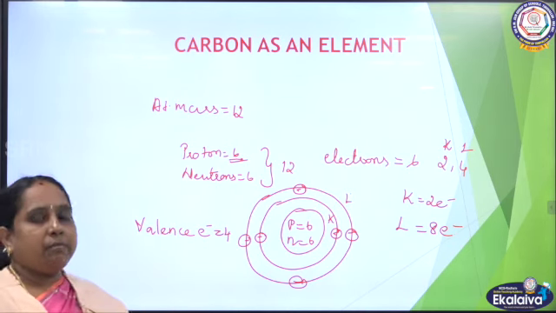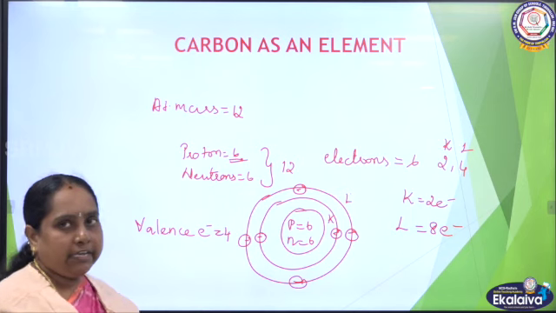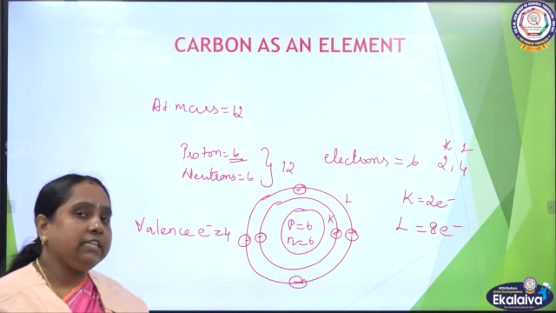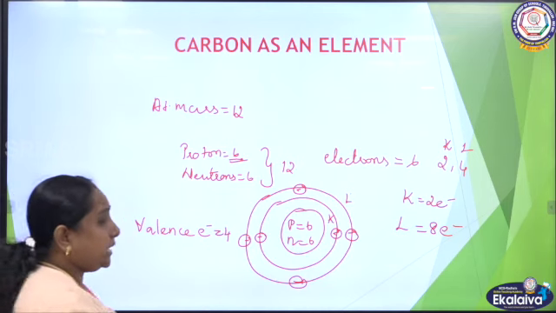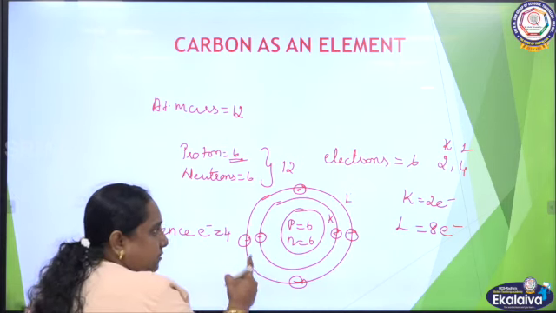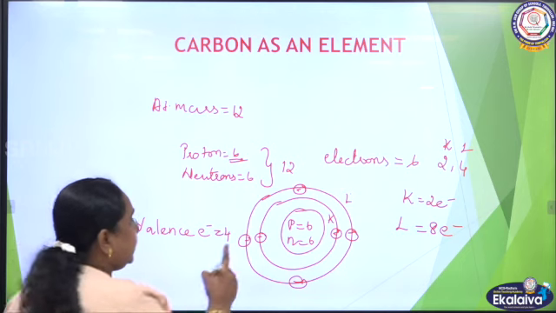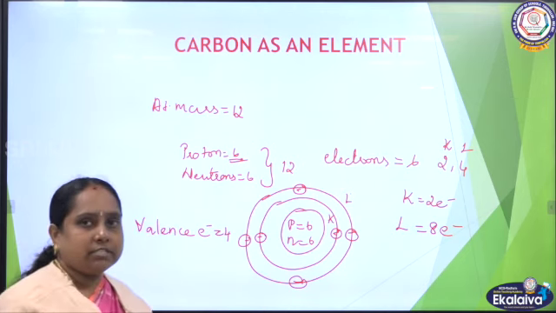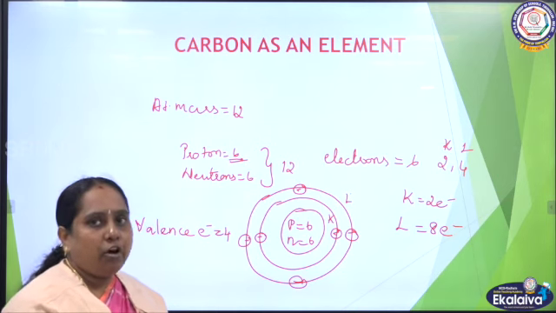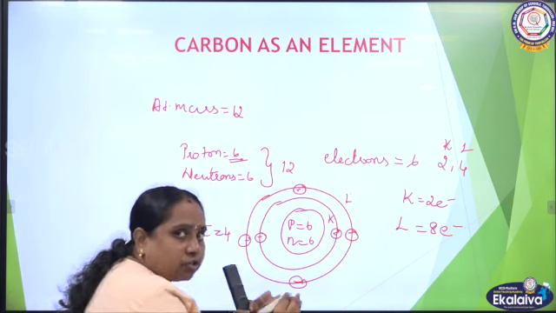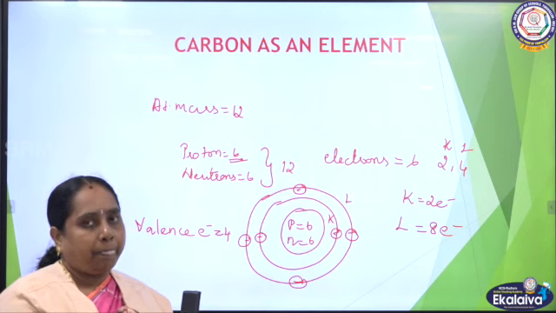Now what do you think about carbon? It has only 4 electrons. Will it donate or will it gain electrons? No, it cannot donate or gain electrons, because the carbon atom is smaller in size and the nucleus contains only 6 protons, and those 6 protons can supply the energy to hold only the 6 electrons in the orbit.